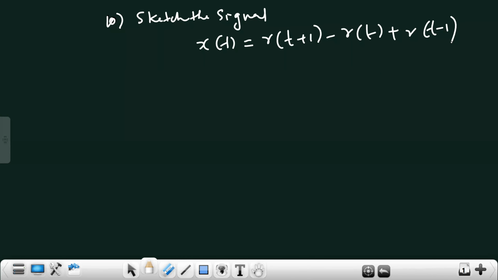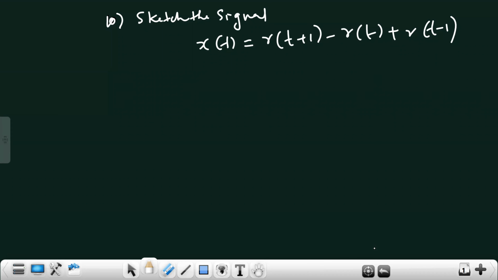So now we are doing the question bank questions. Take down the 10th question. That is, sketch the signal x of t is equal to r of t plus 1 minus r of t plus r of t minus 1. So you have three terms. You need to create three graphs separately and then you need to add all those three graphs.